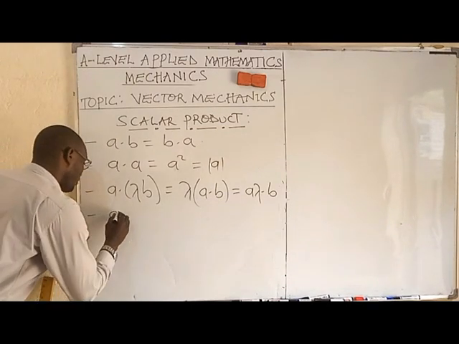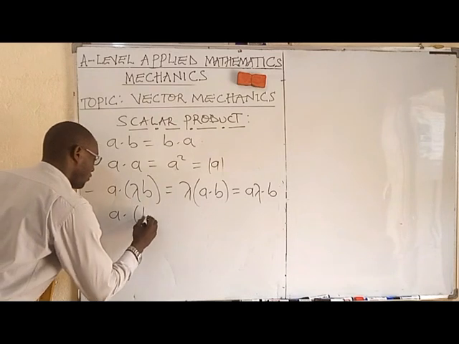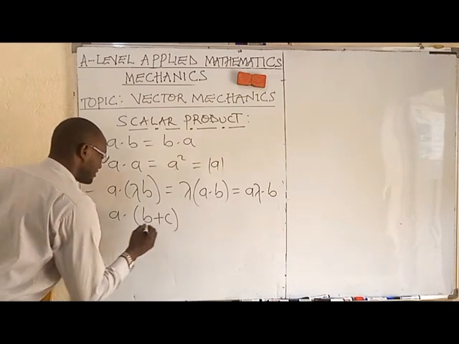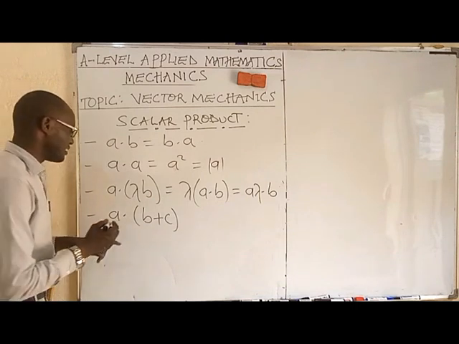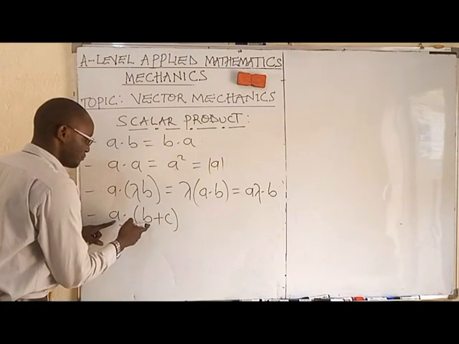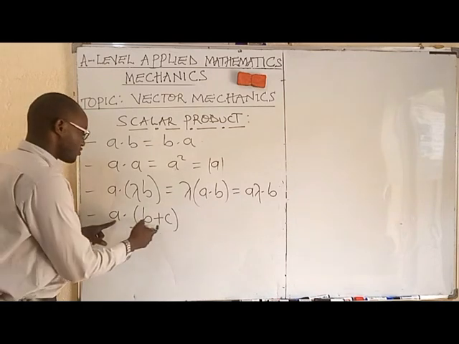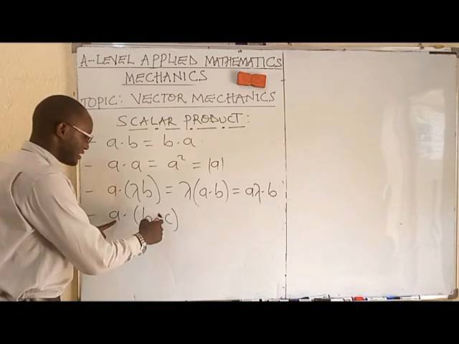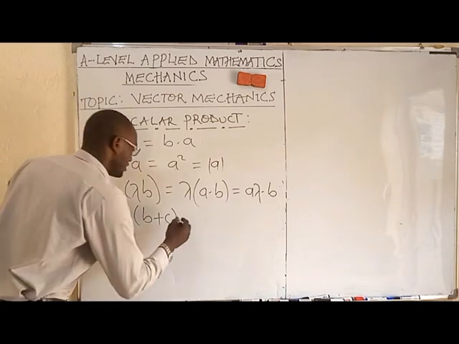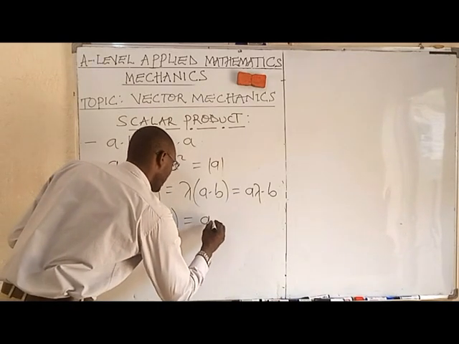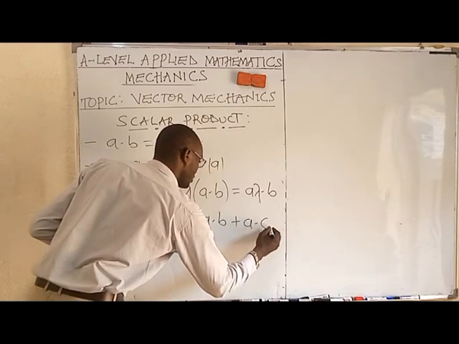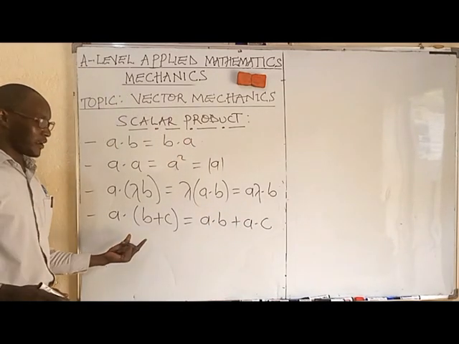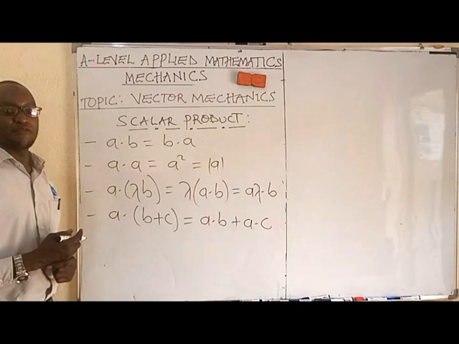Now, if somebody gives you A dot, for example, B plus C, a dot is like multiplication, so people should note that. So this A is going to dot with B, and also it dots with C, but don't forget the sign in between. So this is going to be A dot B, then plus A dot C. Okay, that is very, very true.